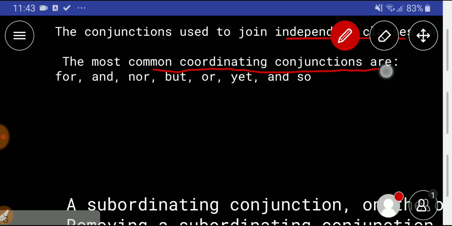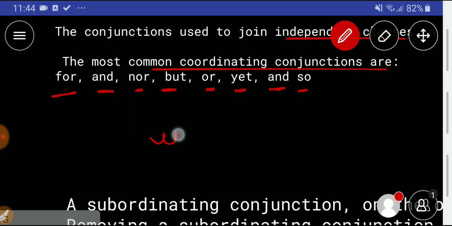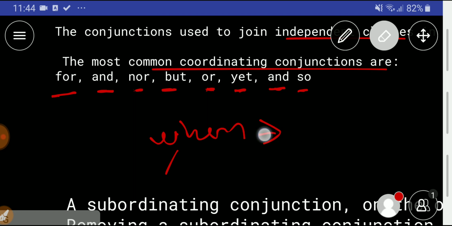The most common coordinating conjunctions are for, and, nor, but, or, yet, and so. These coordinating conjunctions help us construct a compound sentence. So "when" is not in this list, so "when" is a subordinating conjunction. I will teach you more about subordinating conjunctions later.